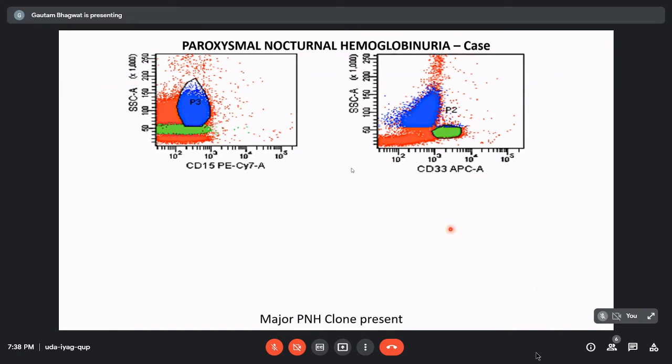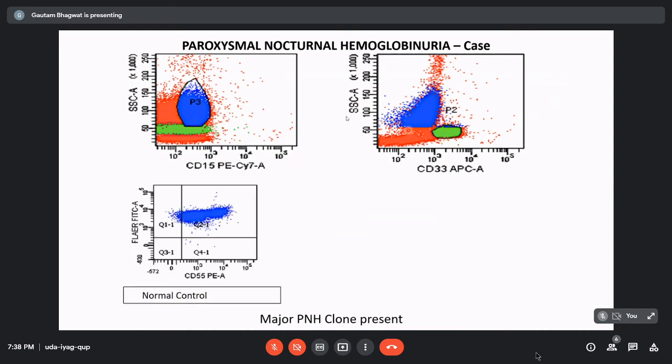Now the first step is a CD45 gating, which I have not kept in this, but after a CD45 gate, we would get two populations. One is the neutrophil population, CD15, and another is a bright CD33 population, that is monocyte. What exactly are we going to do is, if we see a normal control, what you find here is that this population is positive for FLAER as well as CD55.